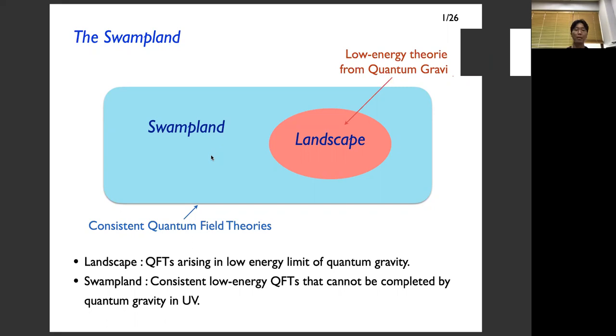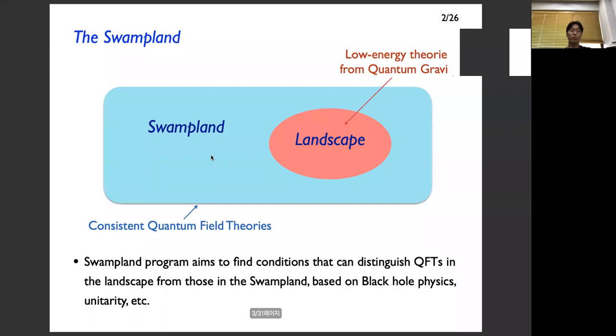The theories in the Swampland are consistent as low energy effective theories. However, they will show some inconsistency in the UV when coupled to gravity. So the Swampland program is basically to find the right conditions that can distinguish QFTs in the landscape from the theories in the Swampland. This is the basic idea of the Swampland program.